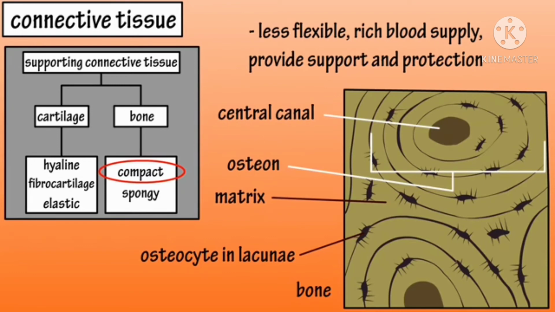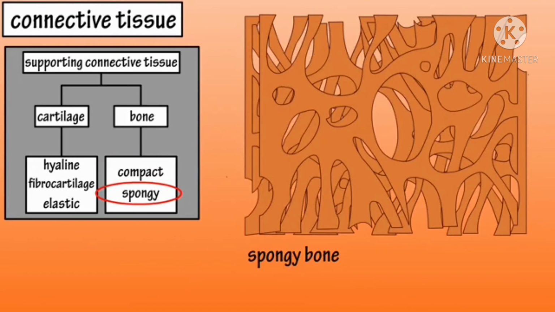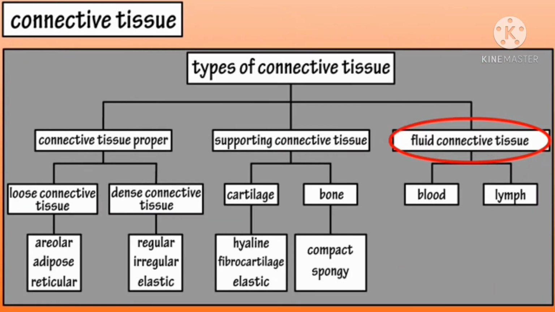Bone is again divided into two, that is compact and spongy. Compact bone is very less flexible and has a rich blood supply to provide protection and support. And spongy bone is just soft.